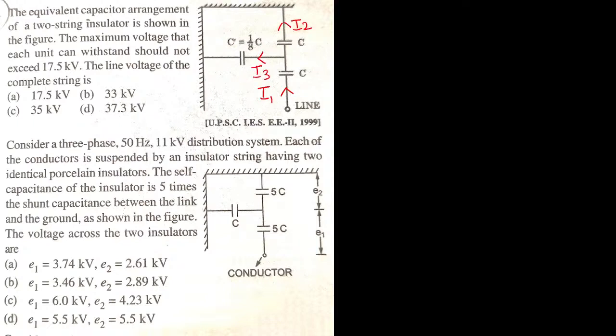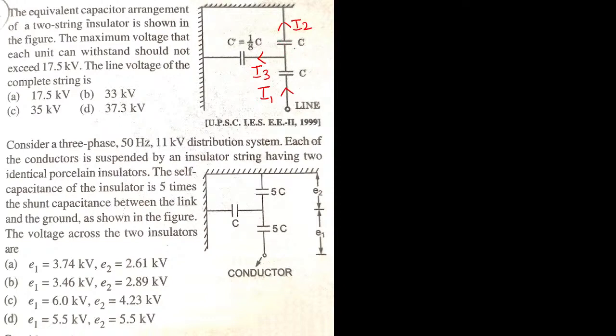Now, like we did in the last case, you cannot write I1/2 and I1/2. Why, sir? Because in the last case all the capacitor values were given as C. But here that is not the case. If you observe carefully, C dash is 1/8 times of C. So this is not like our previous case. Let us observe the derivation carefully.